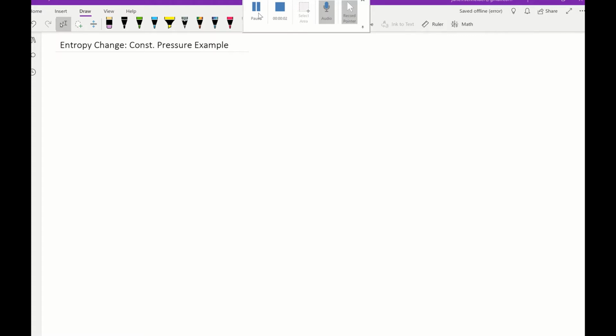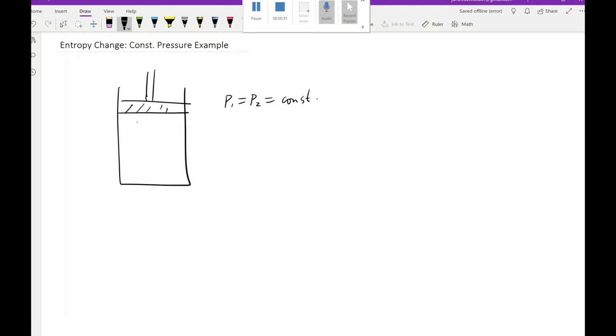Hello, in this video we will discuss an example of how to calculate the entropy change if the process is constant pressure. So for example here, there's a piston cylinder and it is actually constant pressure. So P1 equal to P2 and it's a constant value.